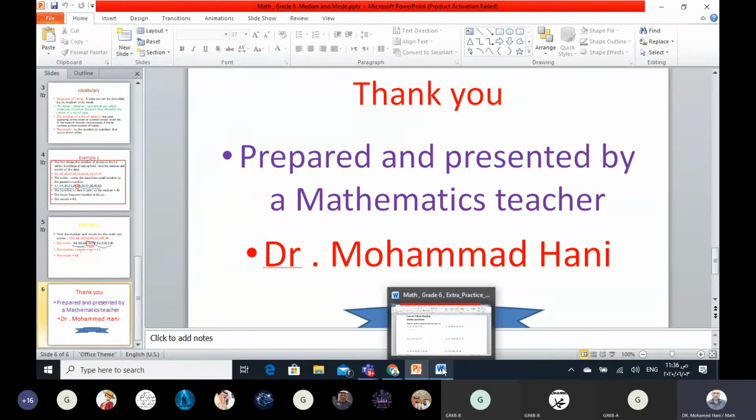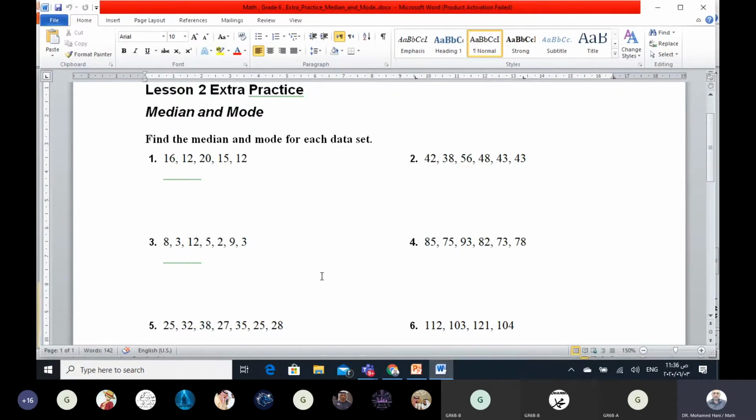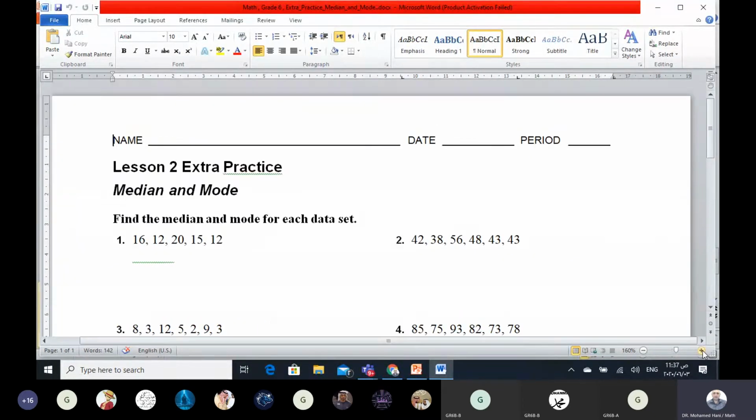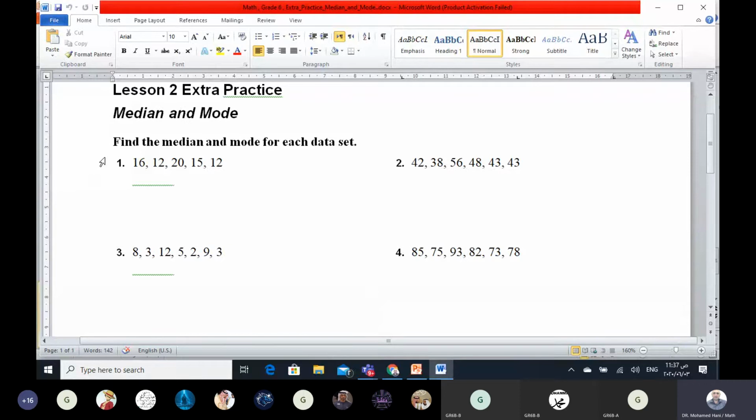Now I want everyone to prepare your notebook, or any paper. And here we have a worksheet. The question here: find the median and mode for each data set. Please start here with number 1. We have 16, 12, 20, 15, 12. The first step, find the median, then find the mode. You have 3 minutes. Start.